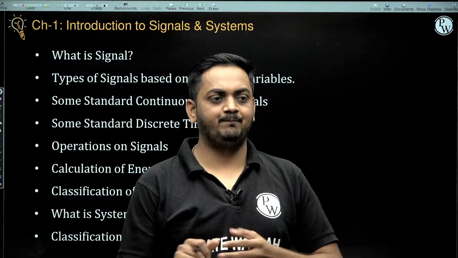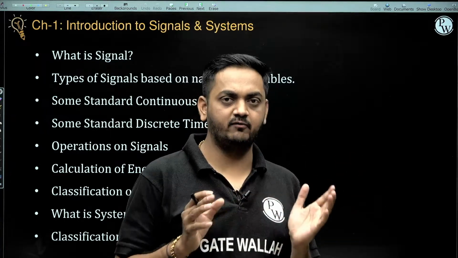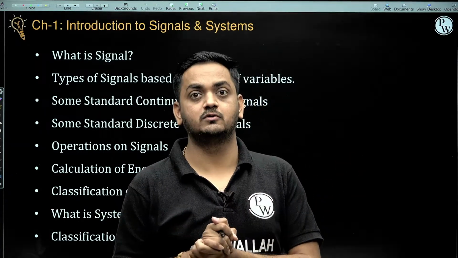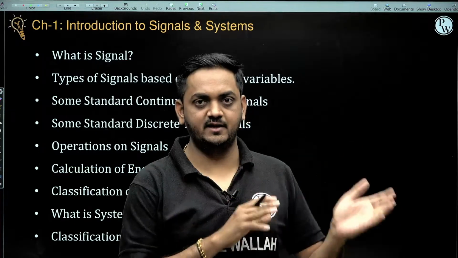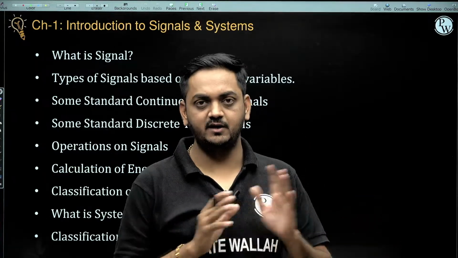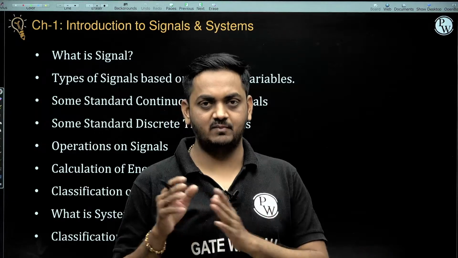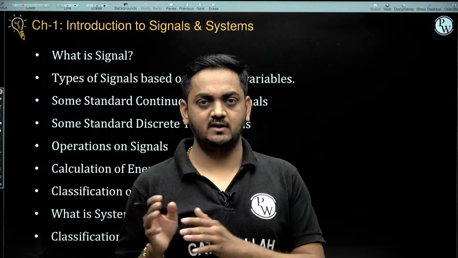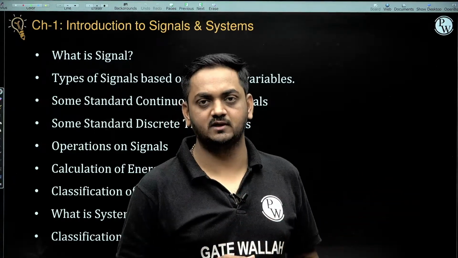Like we will study continuous time convolution. In a similar way, we will study discrete time convolution also. CTFS, then DTFS, CTFT, DTFT. Then Laplace transform for the continuous time signal, and the Z transform for the discrete time signal.